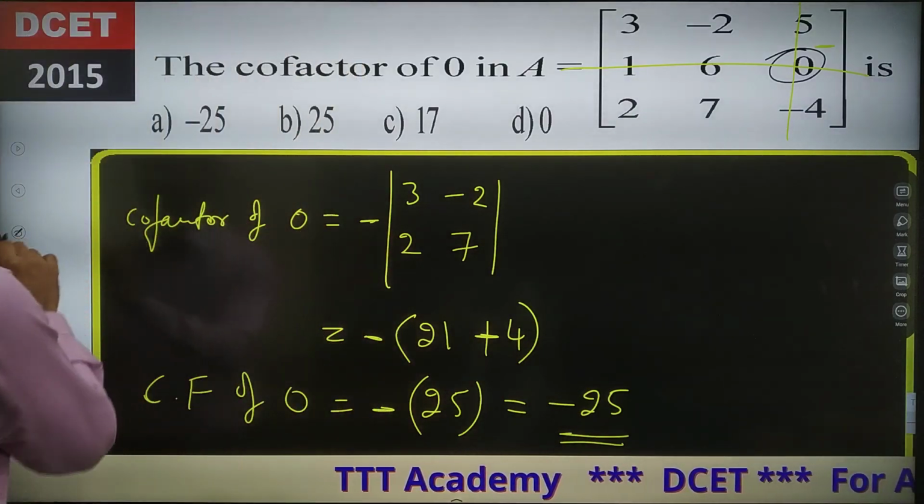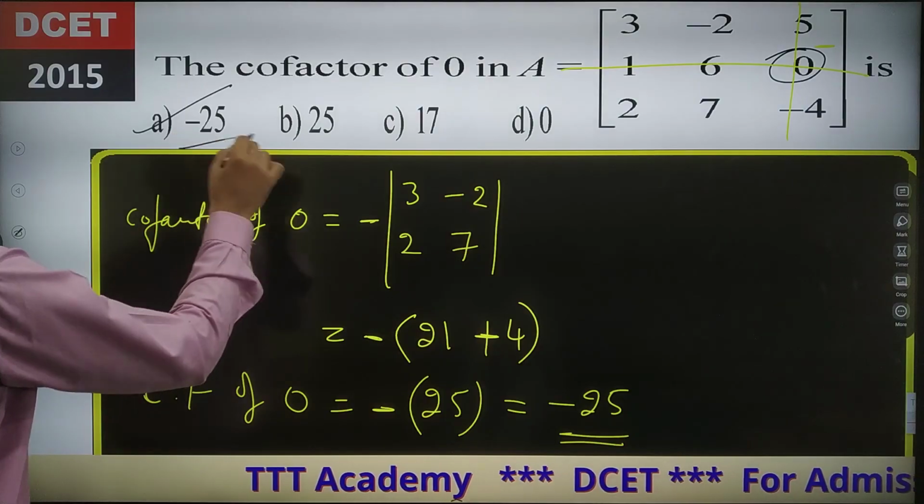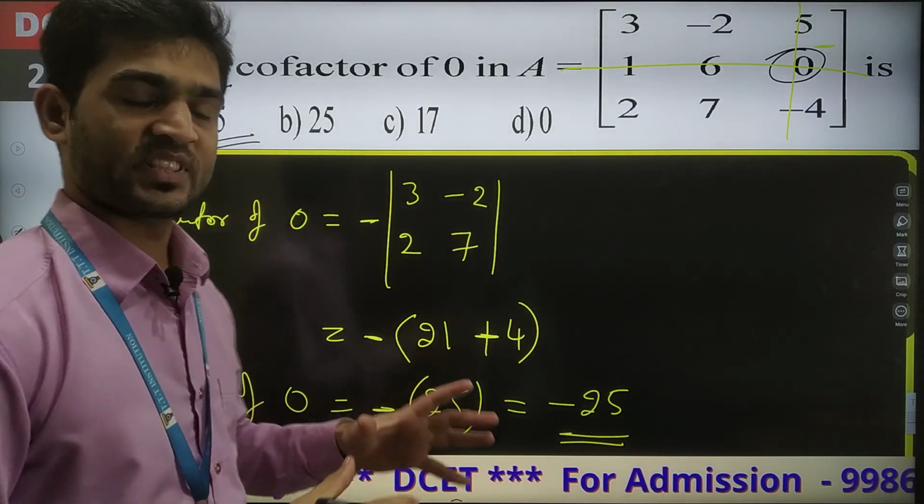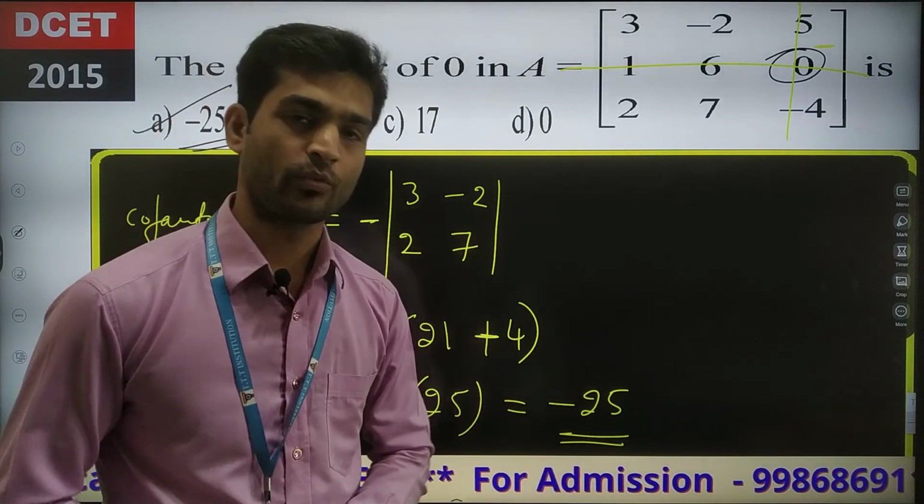So which is your option? We can observe here that A is the right option. So these are the concepts with respect to minor and cofactor of a matrix.